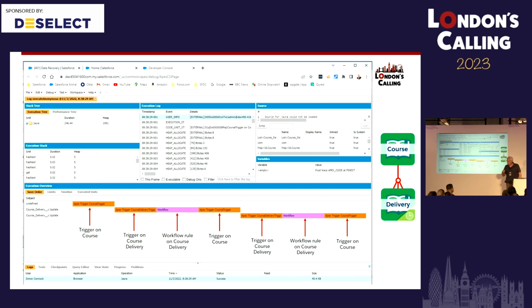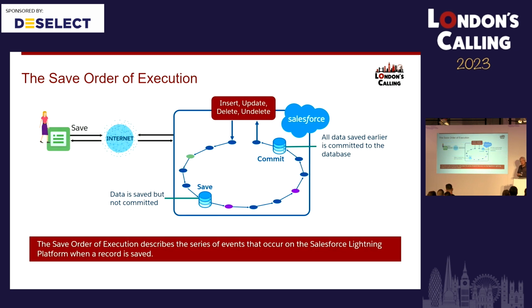So I want to try and give you a tool that you might use, depending on whether you like it or not, to help you understand this and help you draw it out. So we want to talk about the order of execution, the save order of execution. It's all about the journey these days. You've seen reality TV. It's all about the journey. Somebody comes along, presses the save button, creating a record, updating it, deleting it, undeleting it. There's a journey that your data makes from screen to database.